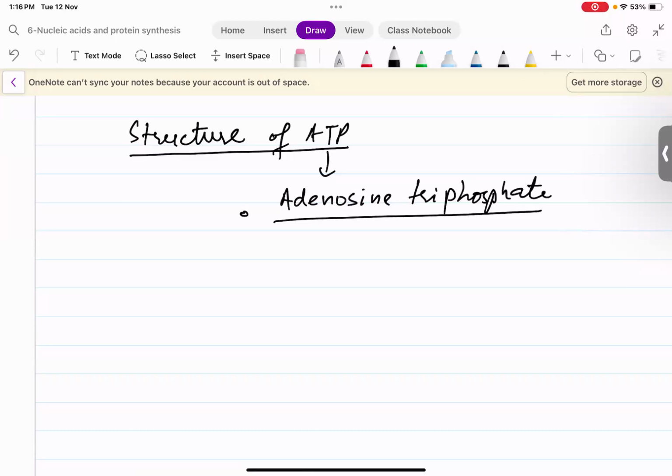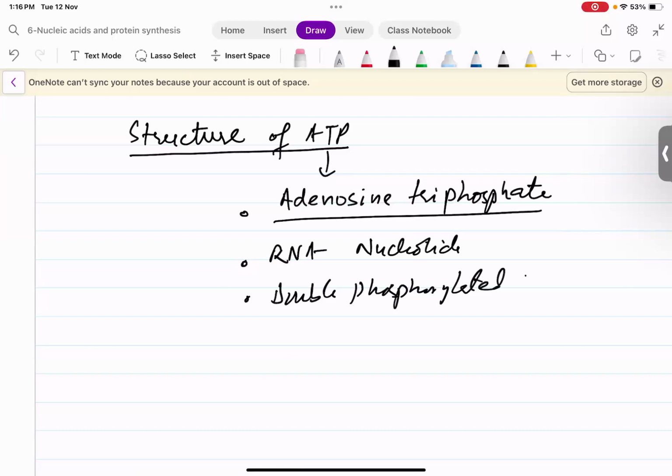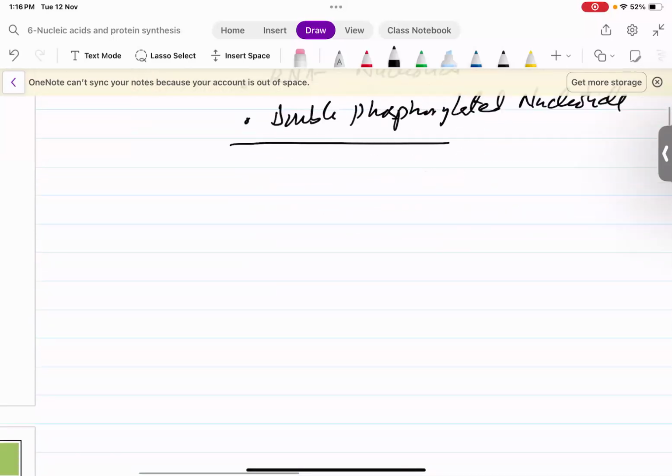This is an RNA nucleotide, and this is a double phosphorylated nucleotide. So as it is an RNA nucleotide, it will have a ribose sugar.